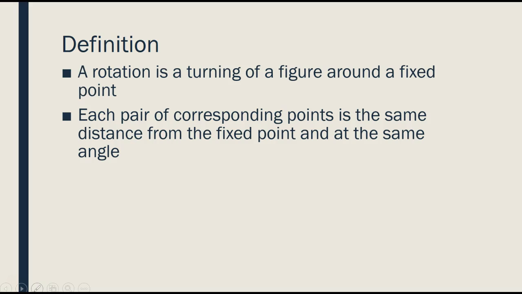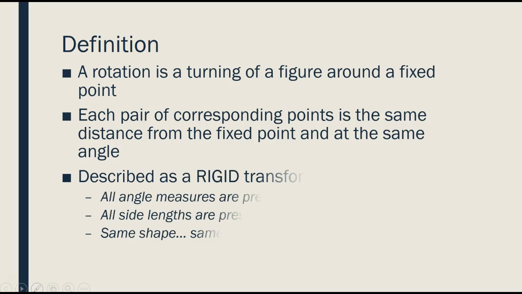Each pair of corresponding points is the same distance from the fixed point at the same angle, which is just a fancy way of saying we're looking at a rigid transformation. All angle measures are preserved, all side lengths are preserved, and essentially it's the same shape, same size, different position. And we move the position by turning rather than reflecting or shifting.